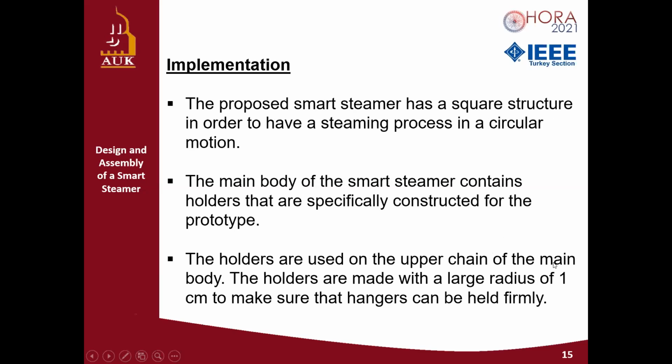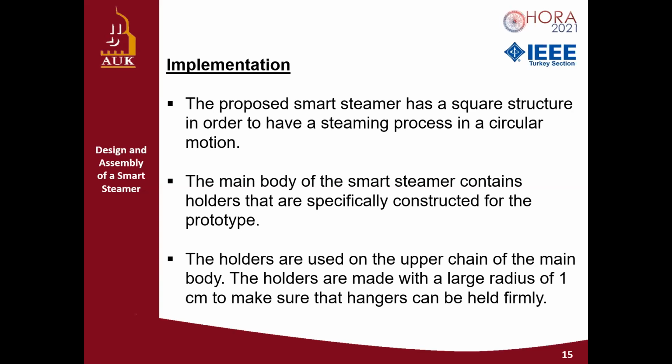The proposed smart steamer has a square structure in order to have a steaming process in a circular motion. Of course, this is a simplified structure. The topology of the proposed design can be modified according to the space available. The main body of the smart steamer contains holders that are specifically constructed for the proposed prototype. The holders are used on the upper chain of the main body.